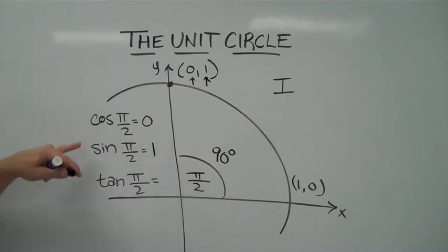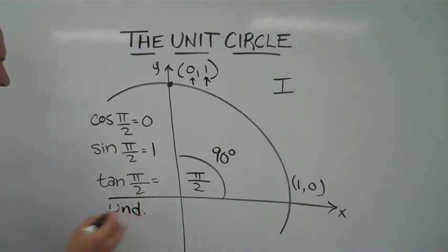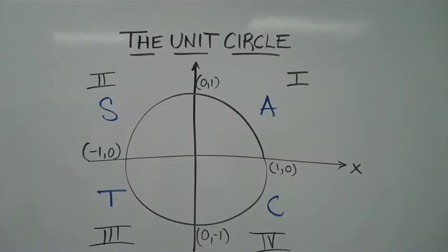What is tangent? Our tangent is sine over cosine, so our tangent at this point is undefined. We have no definition there. Undefined. To help remember what the sign, that's S-I-G-N, of our trig ratios are, it's helpful to consider the different quadrants of the unit circle.